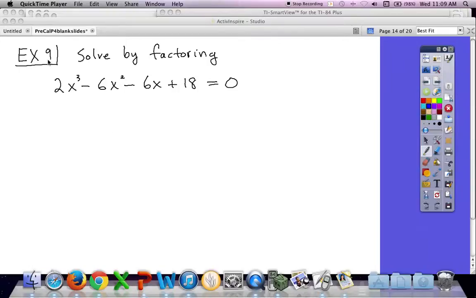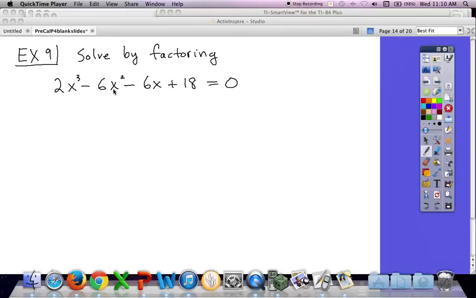Right, example 9, solve by factoring. When you notice that you're given something that has 4 terms, sometimes it might seem like if I could just group the first 2 terms and group the last 2 terms, there might be something in common between the first set and the second set. And in this case, it's going to work like that. It doesn't always. Every time you have 4 terms, you can't do this, but sometimes you can.